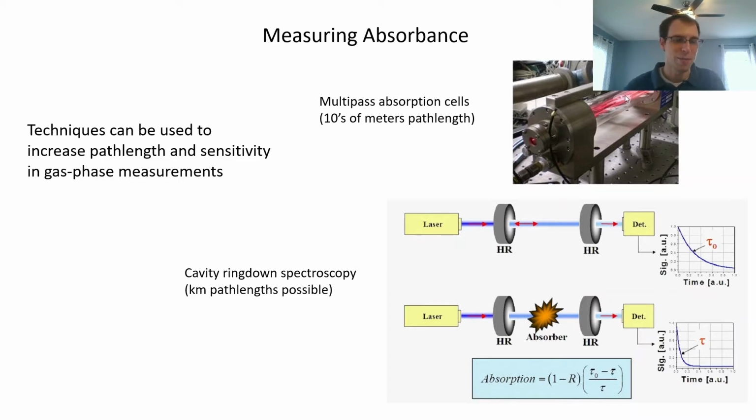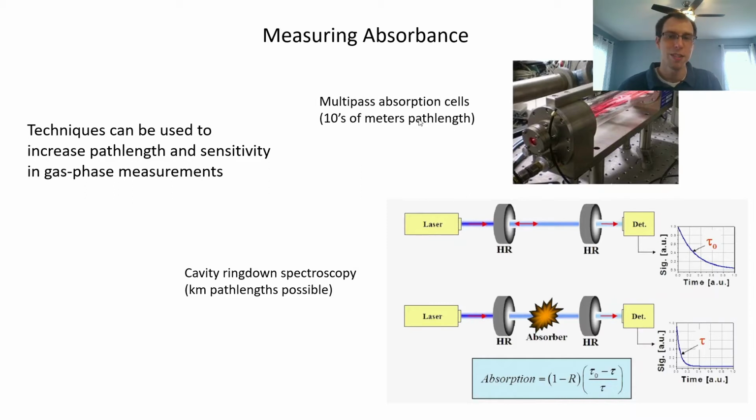And we have a nice image of a multipass absorption cell where the laser is actually being shot in here. Both of these examples are typically used, or really only used, with lasers because of some of the properties of lasers. You can't use them with typical lamps or broadband light sources that we'll talk about later.